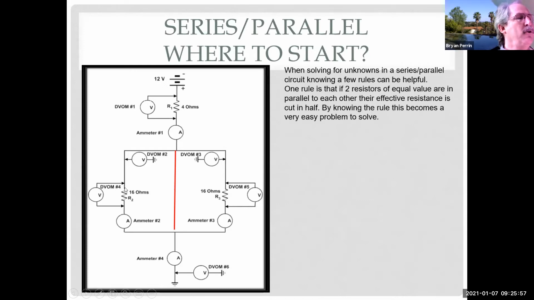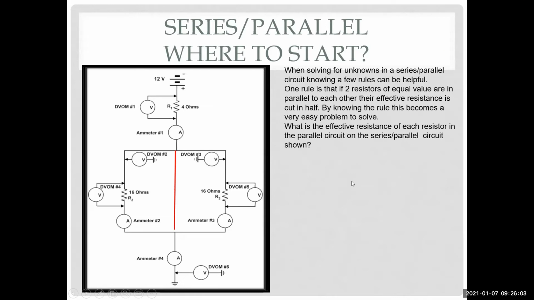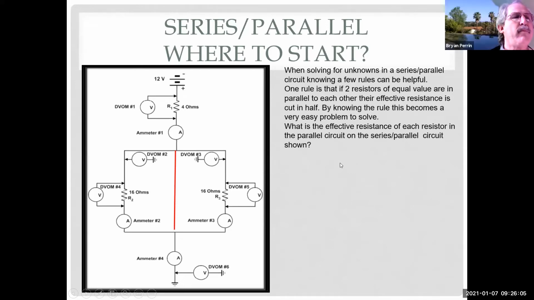So if I have two 16 ohm resistors, the effective resistance for the circuit is what? 8 ohms, right? So now this is like having a series circuit with an 8 ohm resistor instead of a parallel circuit with two 16 ohm resistors. Everyone following what I just did?